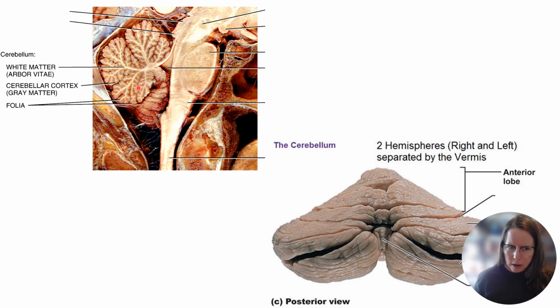That's your arbor vitae. All of the ridges here, you can see them here. These are all ridges called folia. We have our vermis right here. Here's that primary fissure that we'll see in lab with the anterior and posterior lobes. And again, these are important with modulating conscious movements as well as regulating your equilibrium and balance.